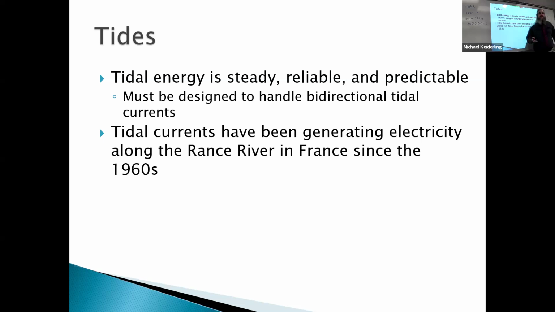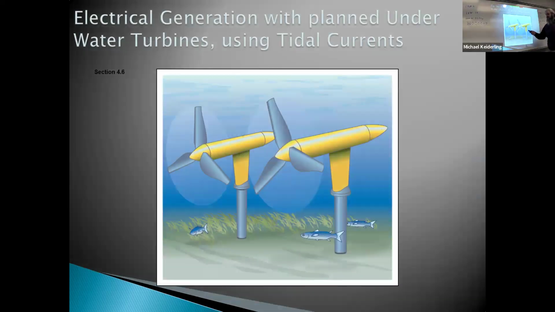But tidal currents have been generating energy along the Rance River in France since the 1960s. There are several other places where they've been using tidal currents. Again, it's locational. You want a place that has nice fast tides. People have been working on using this. The general idea is you put turbines underwater that can handle the flow and generate electricity in both directions as the current flows. And that generates power.